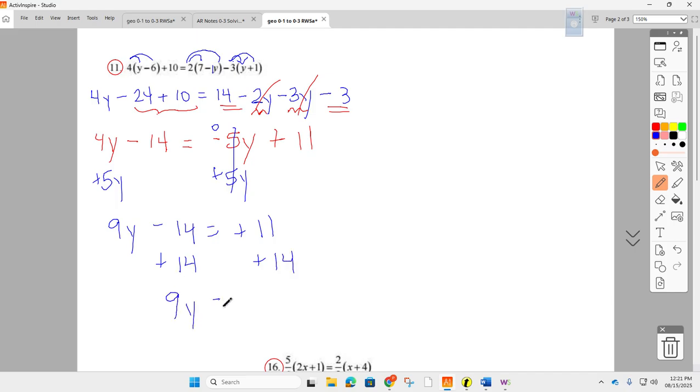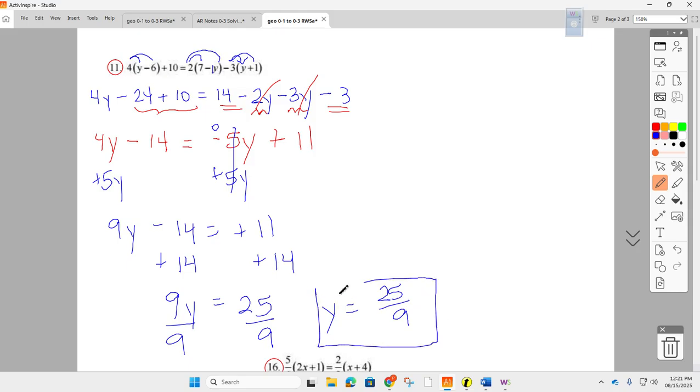9y equals 25. 9 times y, so I undo that by dividing by 9. And y equals 25 ninths. And you can always check to make sure it's simplified by putting it in on the calculator. But it is simplified. You can leave it as that improper fraction. Any questions for me?